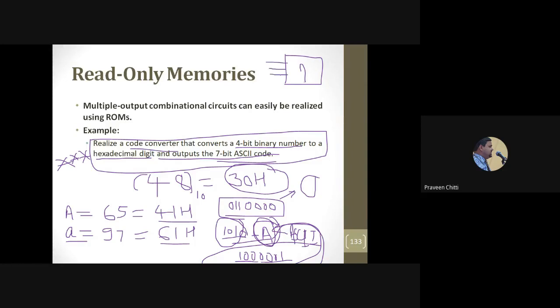They have given a 4-bit binary input, and what output should you get? The output expected is the ASCII code. So how many inputs should there be? 4. And how many outputs? 7. So this is the block diagram that you have to design. That is the first step in designing any digital circuit. What is the second step? Once you draw the block diagram, the second step in designing is what?